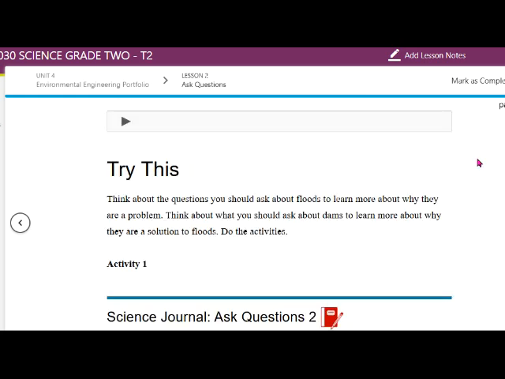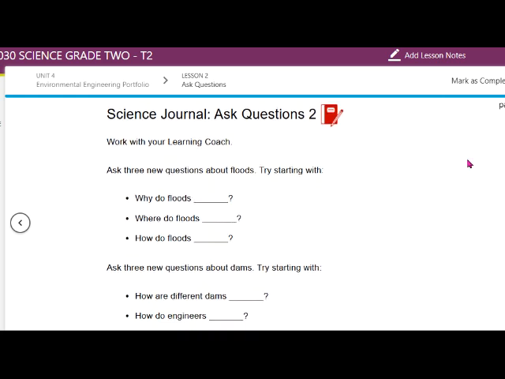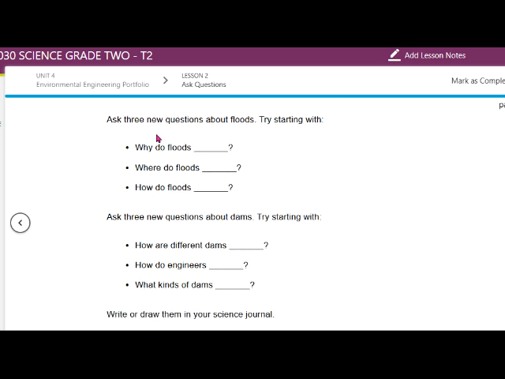Think about the questions you should ask about floods to learn more about why they are a problem. Think about what you should ask about dams to learn more about why they are a solution to floods. So here's Ask Questions number 2 with some more examples that you can start with if you don't have your questions in your notebook already. So here are 3 questions about floods that are examples. Here are 3 question starters about dams that are examples. So you can write these questions in your science journal. And if you want to stop for day 1, you've got the first step, ask questions, completed.